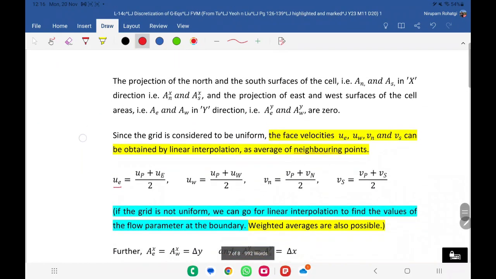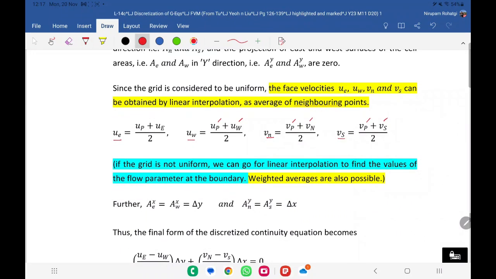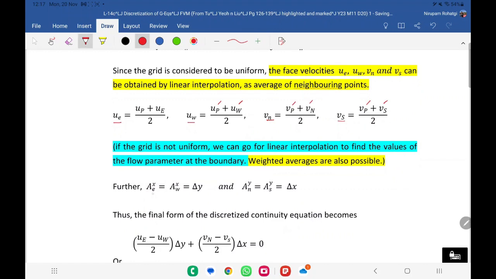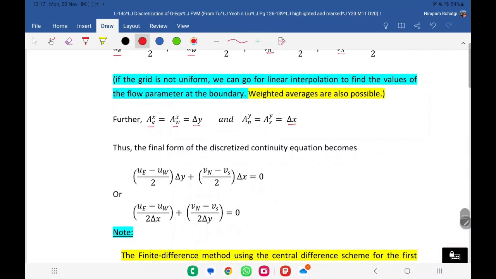Similarly, you can talk about the others also. So UE is the point on the east surface. It will be the average of UP plus UE by 2. Similarly, on the west surface, it will be UP plus UW by 2. North surface, it will be VP plus VN by 2. South surface, VP plus VS by 2. Okay. Now, this area value is equal to AEX. These values are equal to delta Y and these are equal to delta X. You put these values, you get this equation.